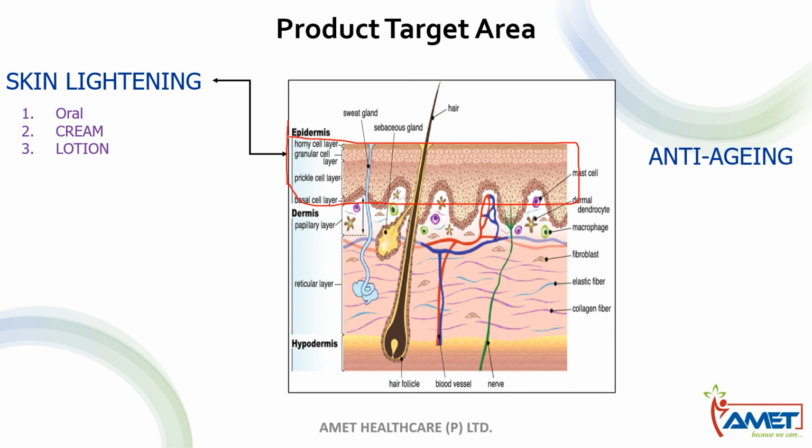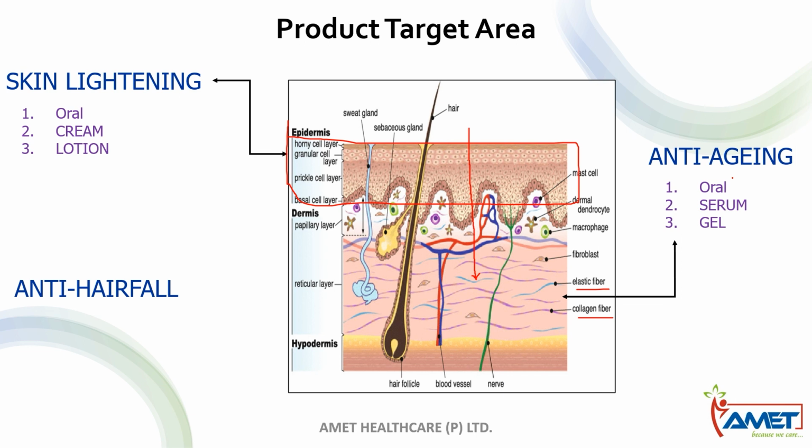Now if we consider anti-aging products, where should they work? They should work in the dermis layer, because only the dermis contains elastic fibers and collagen fibers. So it is very necessary for any anti-aging product, if it is a topical preparation, to pass the pores, the cells, and act at the dermis level. That's why any anti-aging product should be in the form of a serum or a gel.